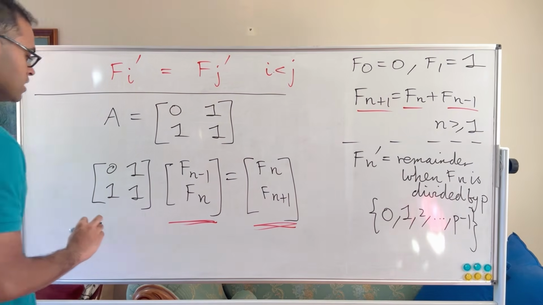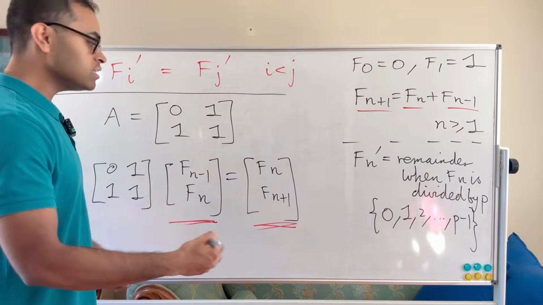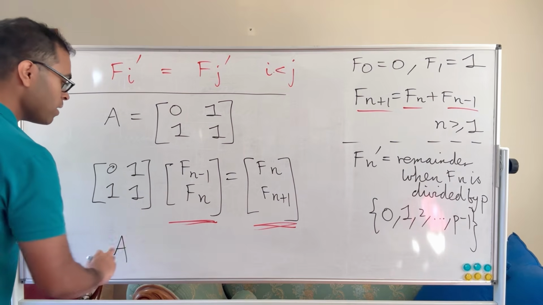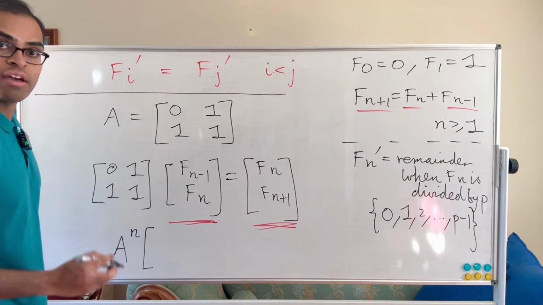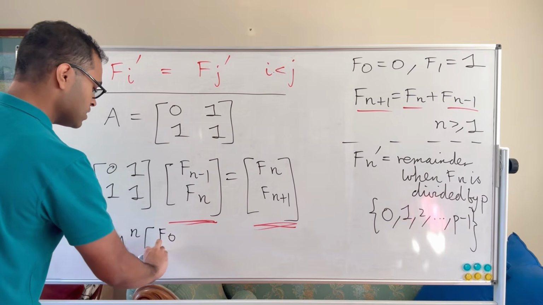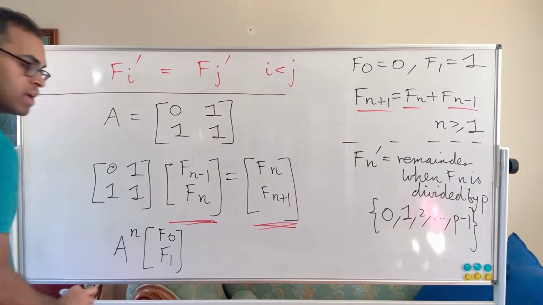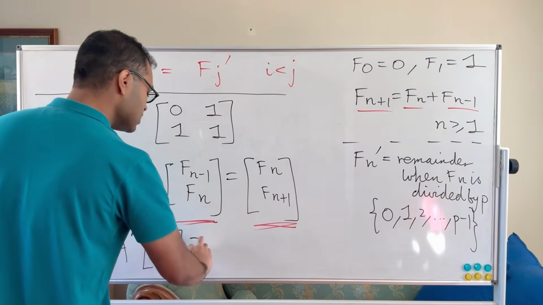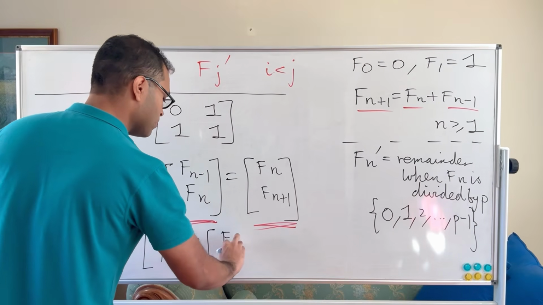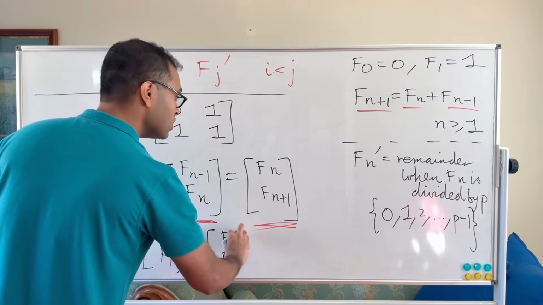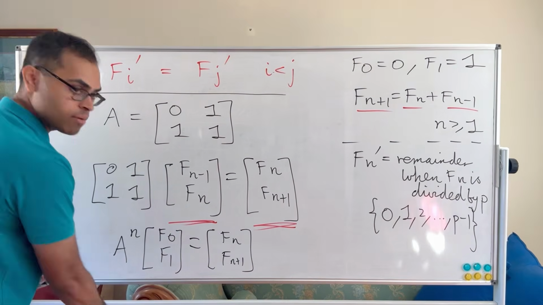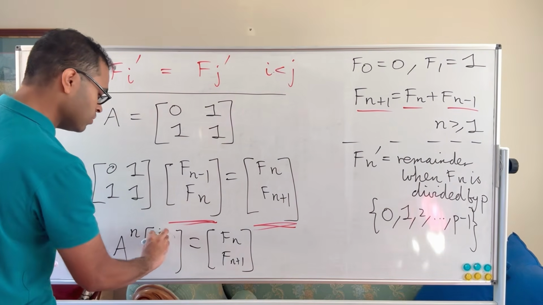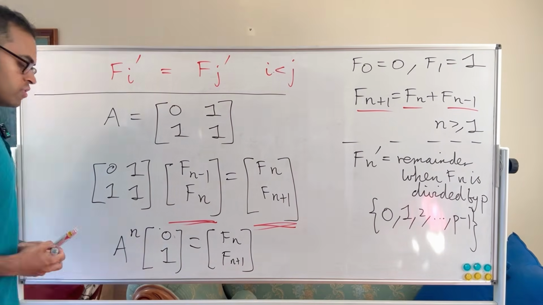What this means is, in particular, if we apply this inductively, we're going to get that A to the power n times F0, F1, the very first pair of terms in the Fibonacci sequence, is going to equal Fn, Fn plus 1. But of course, we know that F0, F1 is just 0, 1. So I can even write that out here. We're just going to replace this with 0, 1. So we've got that.